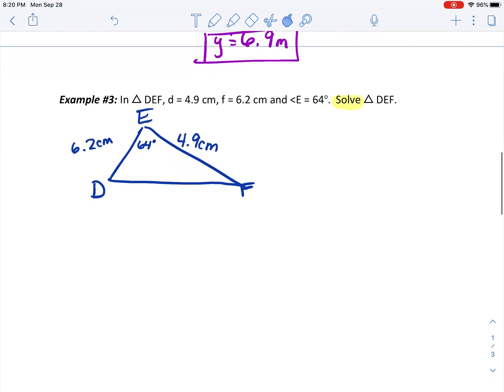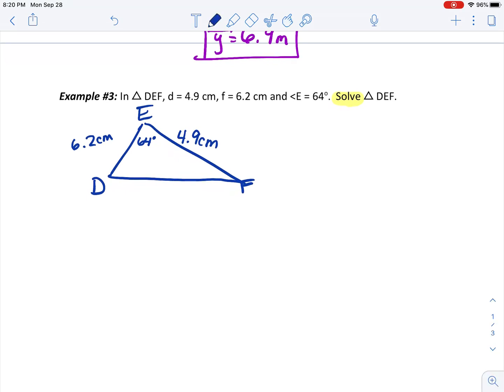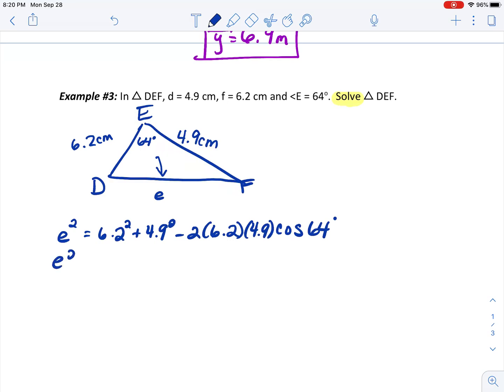So I am given a contained angle. Cosine law works when you have the opposite side and angle you're trying to find here. So I need to find side E using cosine law first. So it's the other two sides squared and added together, minus 2 times those two side lengths times cos the opposite angle, which is 64 degrees.